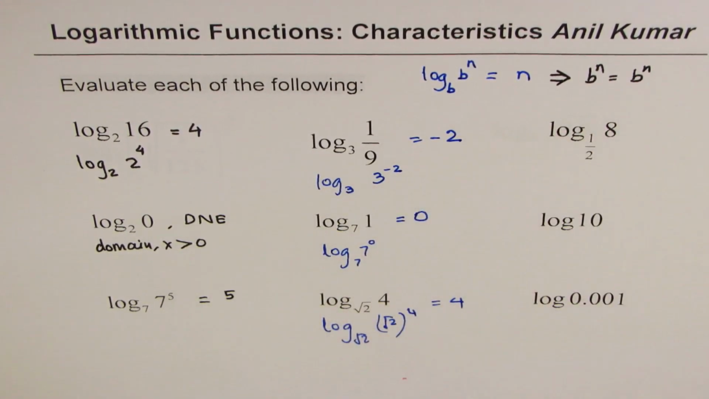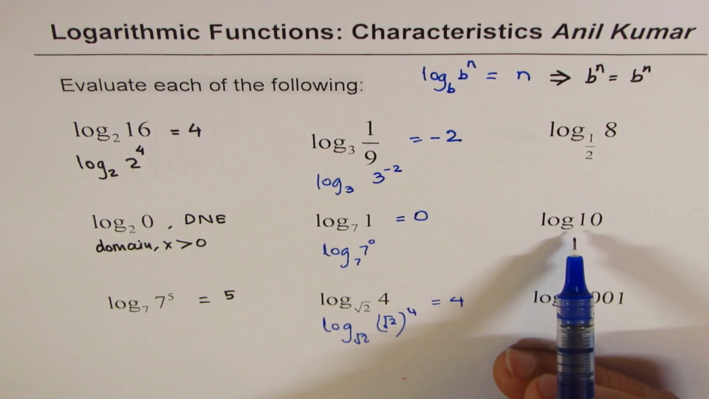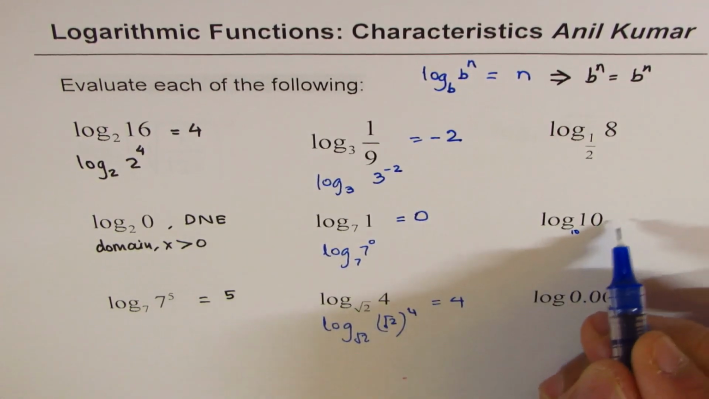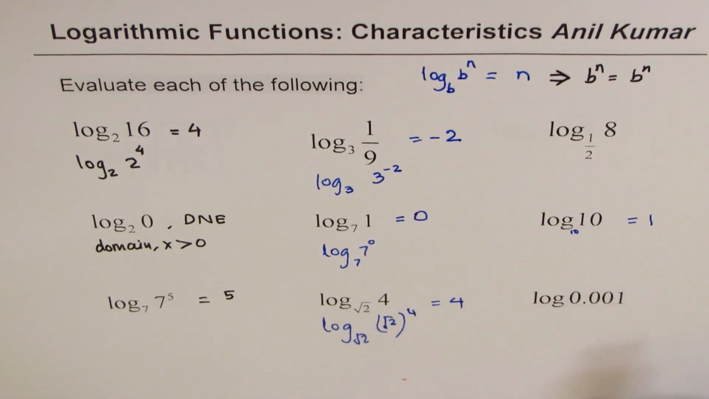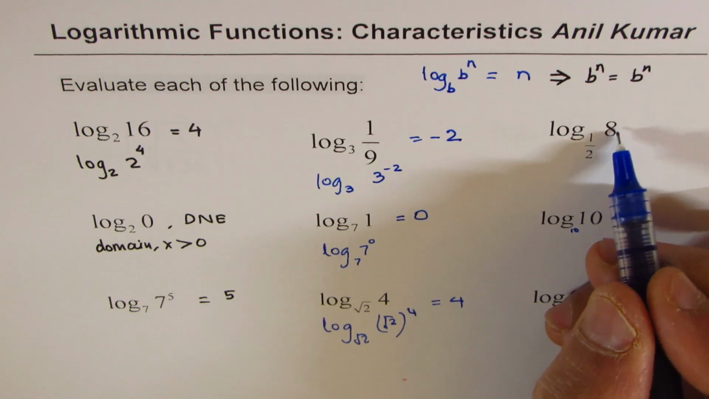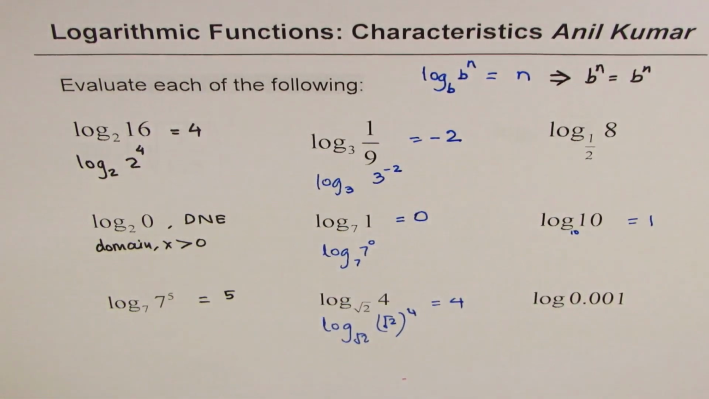I'll leave this for you to work. Well, when we say log and we don't write any base, it really means the base is 10. So treat this base as 10. Perfect. 10 to the power of 1 is 10. So this is 1. Is that okay? And here we have to write 8 as half to the power of something, which is similar to this example. I'm going to leave this for you.